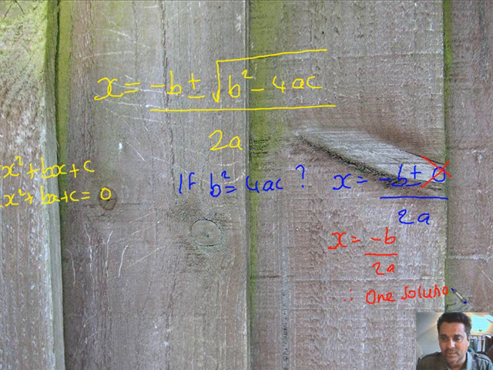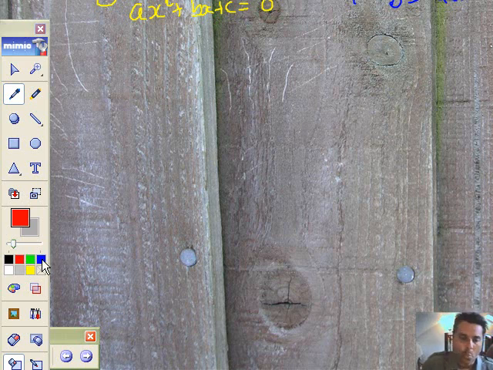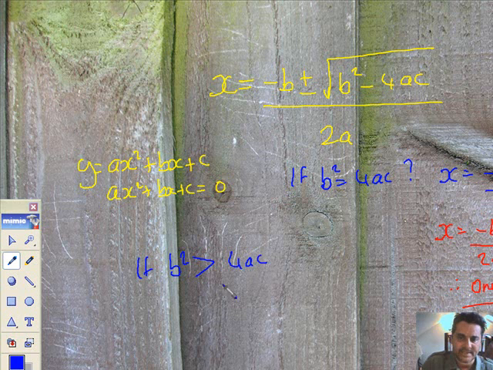Alright, before you even plotted any graph, you can just calculate the value of b squared and 4ac, and if they're equal, you know you're going to get just one solution. Because look, the square root of 0 is 0. What happens if b squared is greater than 4ac?